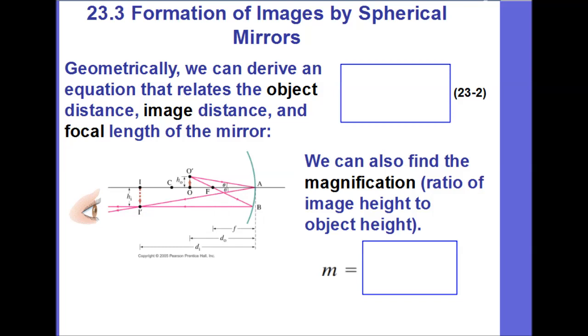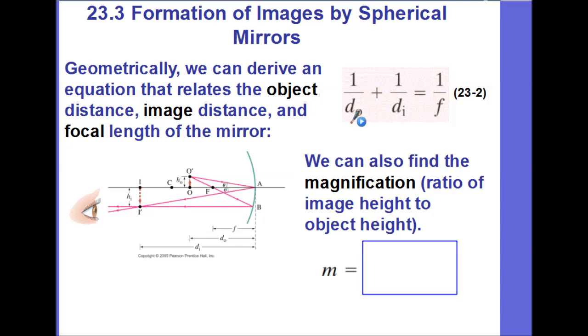Geometrically, we can derive an equation that relates the object distance, the image distance, and the focal length of the mirror. Your book goes through the derivation of that, so I'm going to save that for your book. I just want to show you what the equation looks like: 1/do + 1/di = 1/f. Again, these would be helpful for you to know.